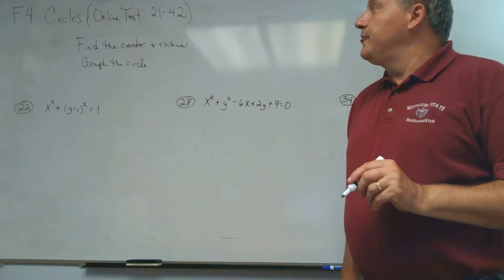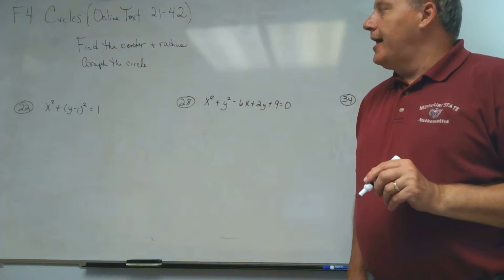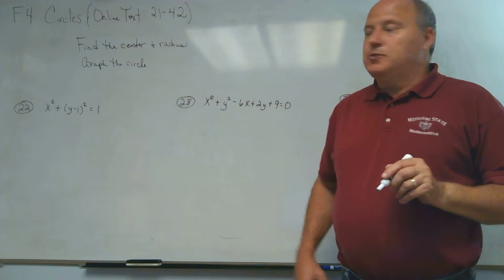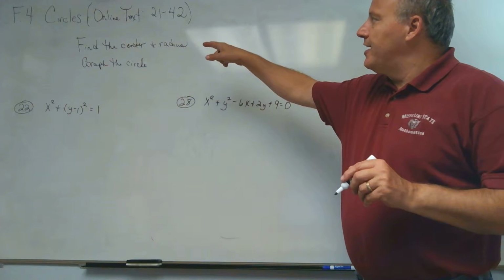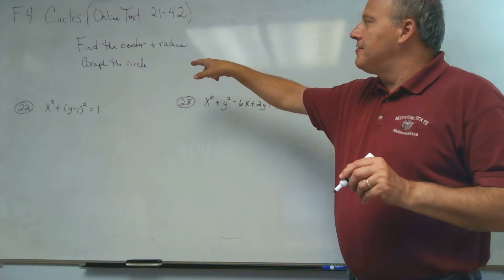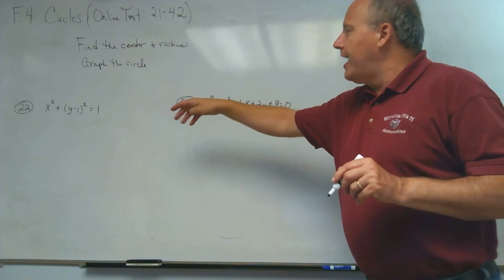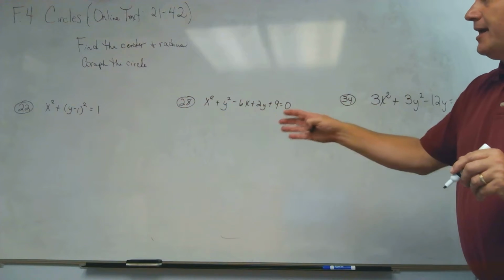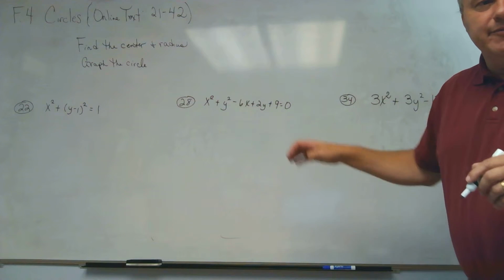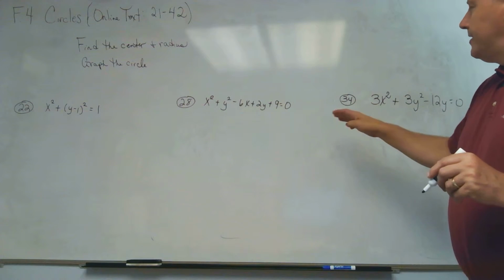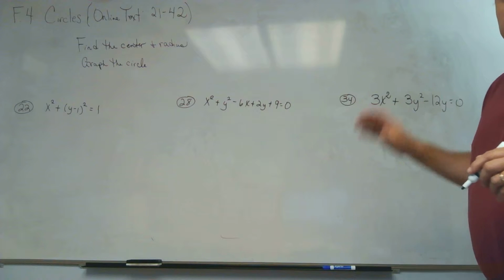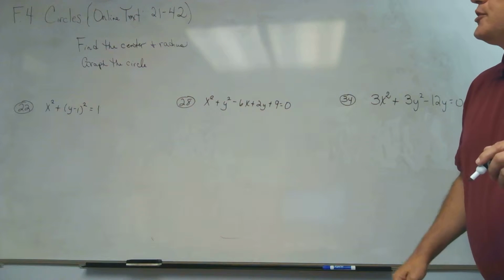Hi, this is our third video from section F4, and most of the problems deal with these type of situations. Find the center and the radius and graph this. And we're going to graph the circle. I'm giving you three different problems, and they kind of go in a hierarchy of difficulty. This one's got some threes in front of the x squared, y squared, so I decided to make sure I do one of those for you.